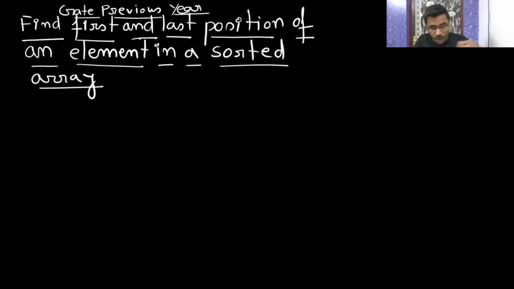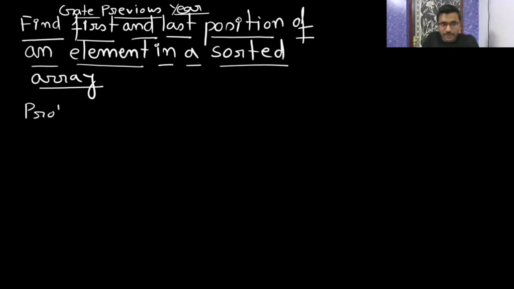Now how can you find it, what comes to your mind? How can you find the first and last position of an element in a sorted array? Let me explain the problem, what that problem is.